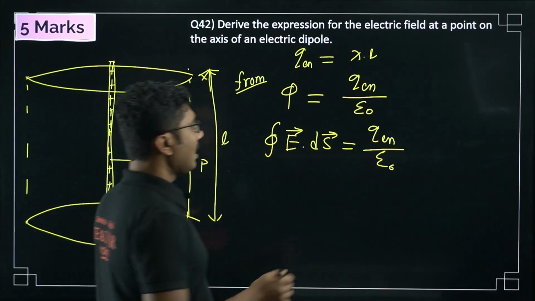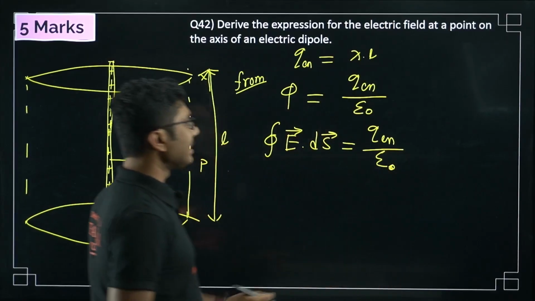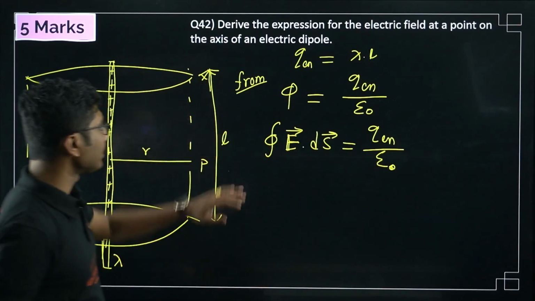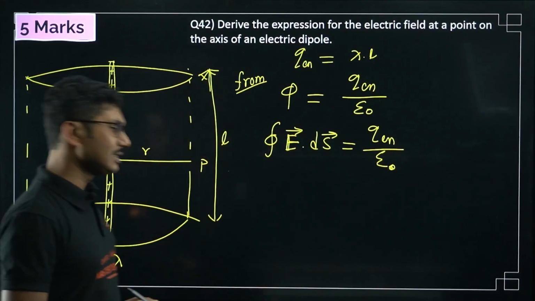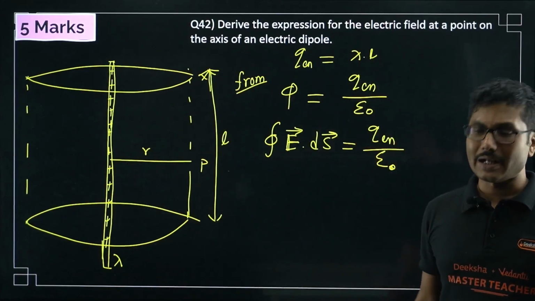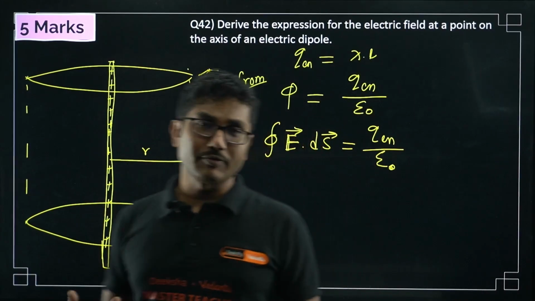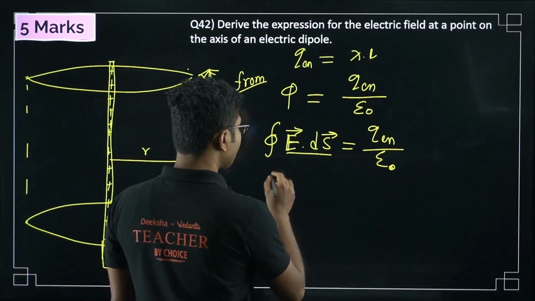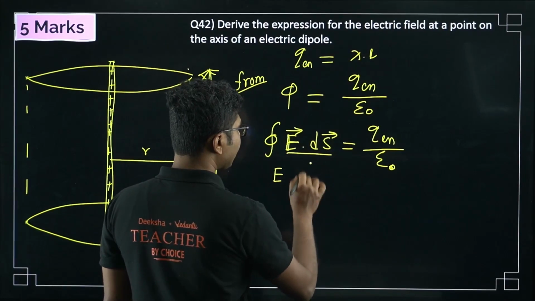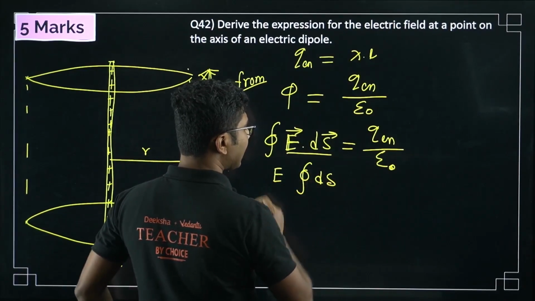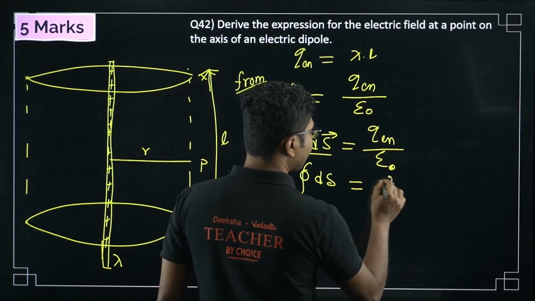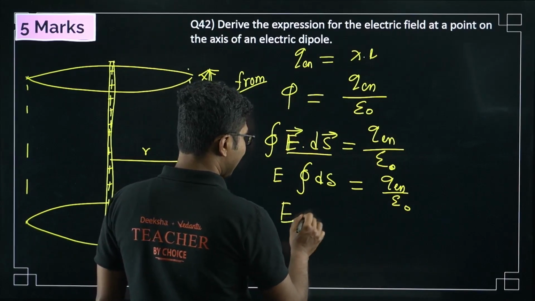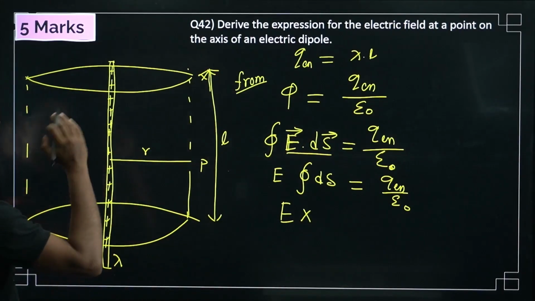Now E dot ds is what? E is constant on the surface of the cylinder because of the cylindrical symmetry. If any symmetry is there, that means Gauss's law is definitely easier for us to apply. Because there is cylindrical symmetry, E will be constant, it will come out of the integration, and we will get ds inside. Now we take the magnitude, and that will be Q enclosed by epsilon naught. Now E into what is S? ds here is the area of the curved surface.